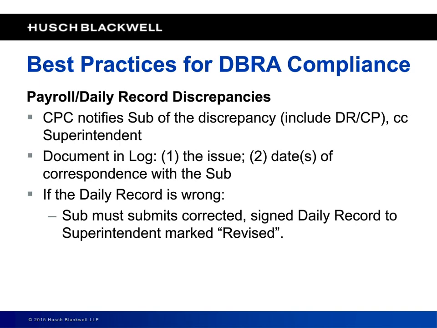Preferably, the clerk is submitting emails to the sub, and therefore there's a record that can be kept that should be put with the project records so you can demonstrate that you made attempts to comply. If the daily report is wrong, whatever this daily record is, if there's a discrepancy between the certified payroll report and whatever this daily record of who was on the job, if they don't align, and the problem seems to be with the daily record, you need to get a new daily record. So keep the old one, get the new one, and mark it revised, and keep both of them.